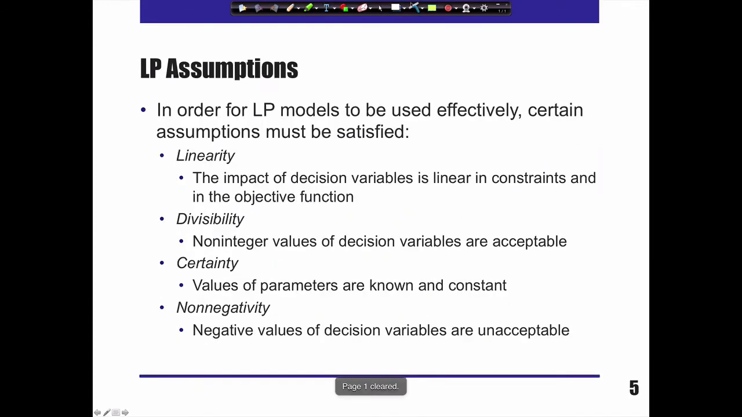So let's see the formula. LP assumption has a lot of different things, but it's linearity, which means we only use linear functions. So we have an objective function and constraints, but all of that should be a linear function. That's the linear. Of course, we have non-linear programming.